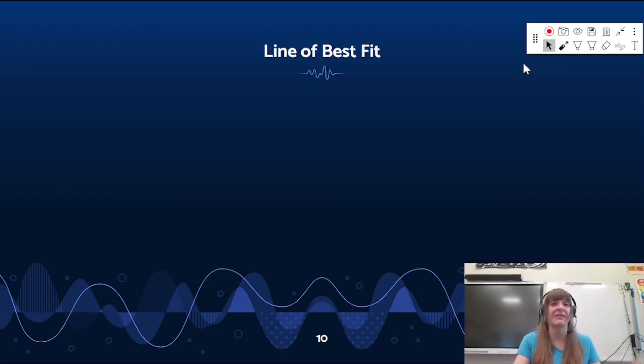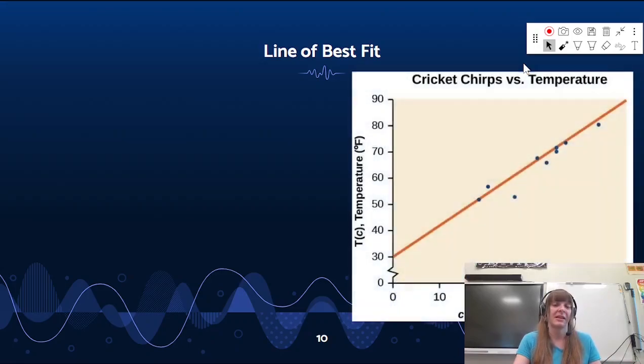Next, we have the line of best fit. Here we have a graph that has a bunch of different points, and they're not quite random, but they don't quite fit into a line either. But you can see that they would tend to go into a line. So this is what we mean by a line of best fit.